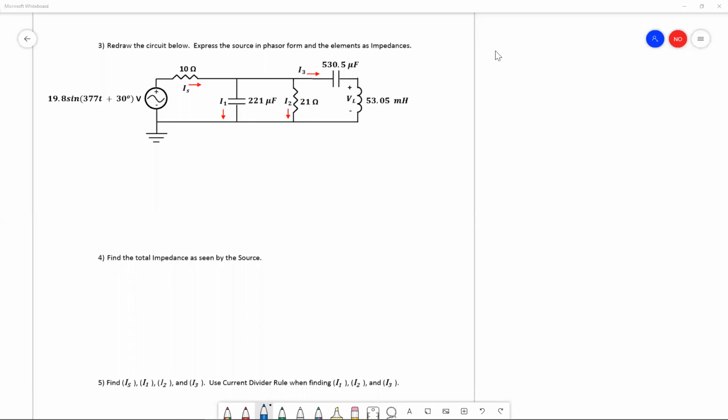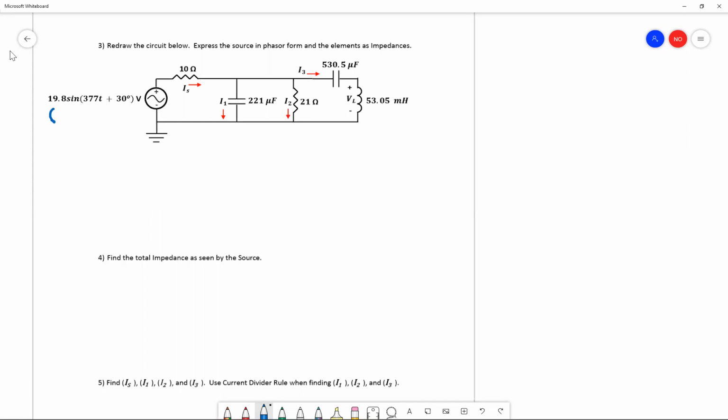Hey guys, so we're going to be doing the EE301 12-week review packet, problems 3, 4, 5, and 6, since they're all connected to the same circuit. So let's get started. The first question is to redraw the circuit and express the source in phasor form and the elements as impedances. So the first one we'll do is the voltage source.